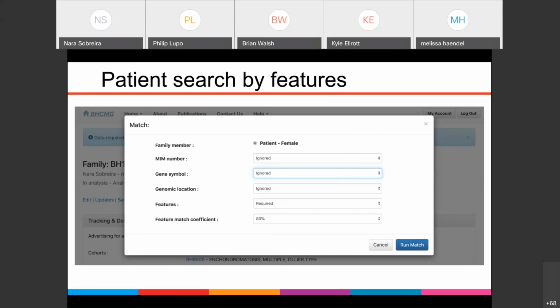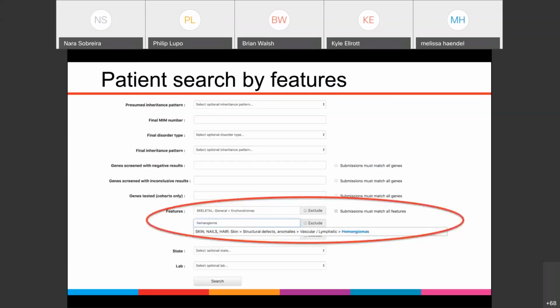The other way to search for other patients that are similar to mine, next slide, is to go to the search tab and put the features that I'm interested in. So you can see that here I put enchondromas and I put hemangiomas, and I have the option to say if the other individuals in the database have to match all these features or if they can match one or the other. So the next slide.